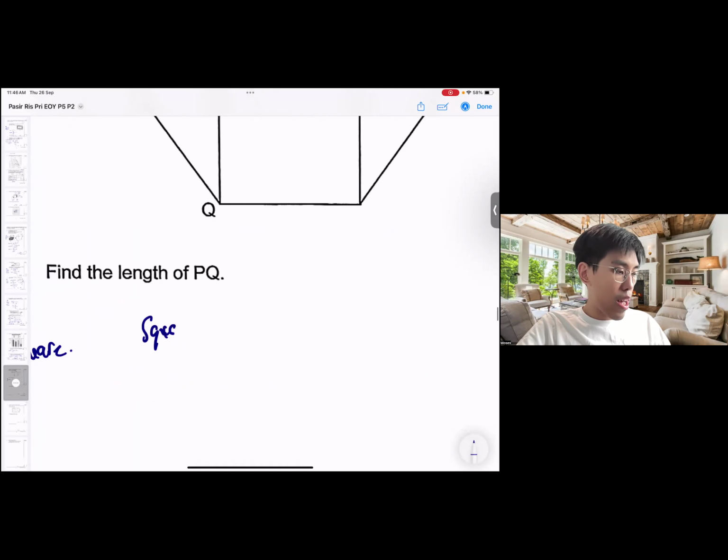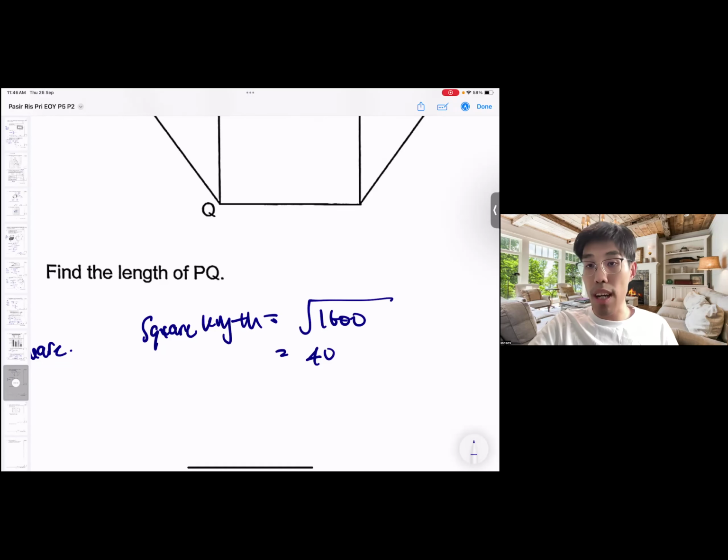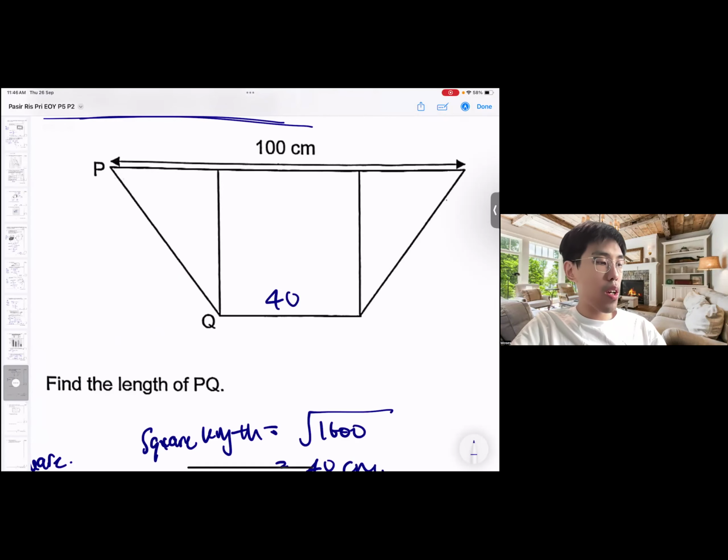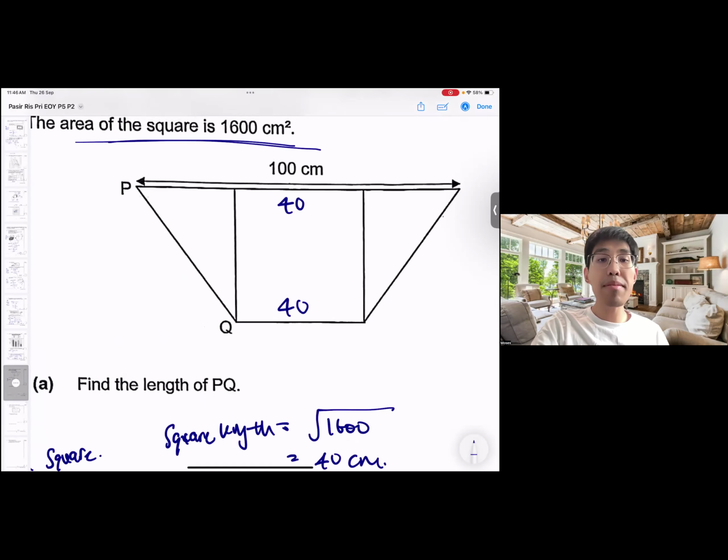So to find the length of the square, I write square length will be the square root of 1600, which is 40. In fact, you don't even need to write this. You can just straight away write down it's 40 because you memorize your squares and cubes. If you don't memorize, then you need to scratch your head and use this square root thing. Okay, so this is 40. This is 40. So at the same time, we can find the rest as well.